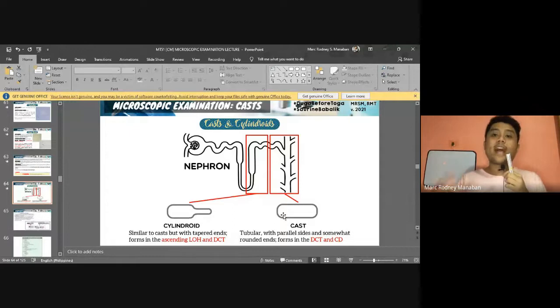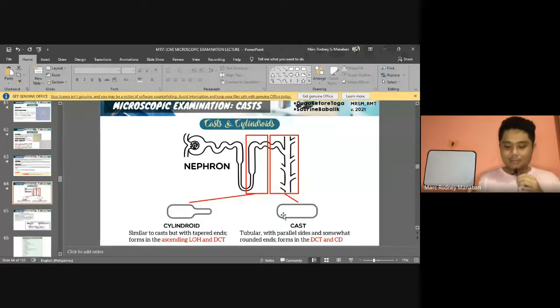Now take note, remember, one of the factors for cast formation is high acidity and high concentration. Remember, in your renal function discussion, where in the kidneys does the final concentration of your urine happen? In your collecting duct and the DCT. Take note of that. So it's understandable that the casts form here, because in those areas of the nephron occurs the highest concentration and the most acidic part of the urine. That's where the different concentrations of your urine are controlled. So it's really reasonable that casts form in the DCT and collecting duct. Got it? Alright.